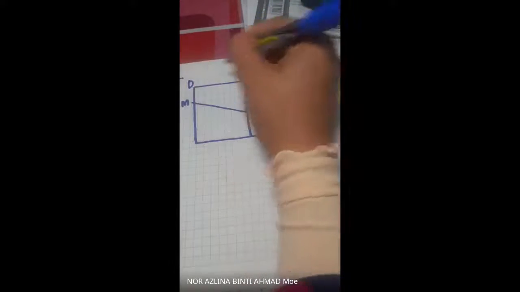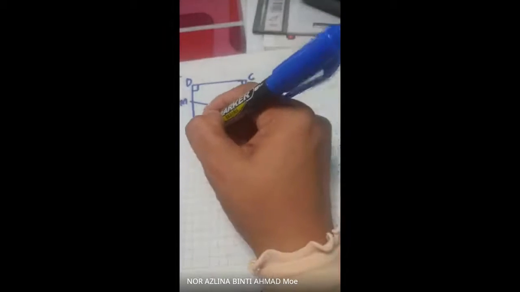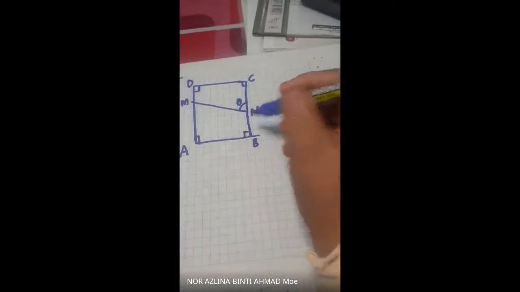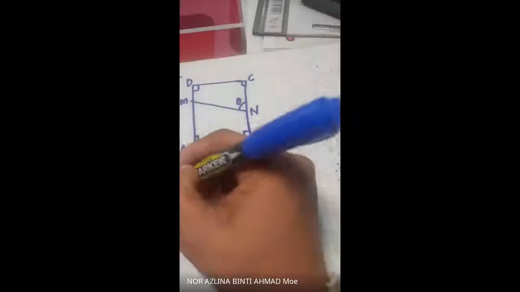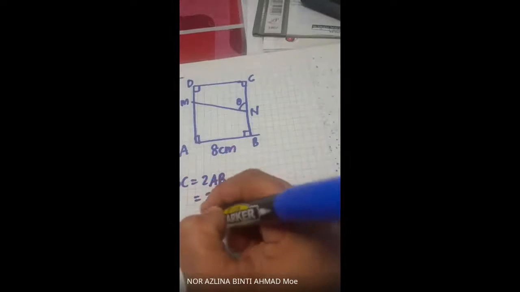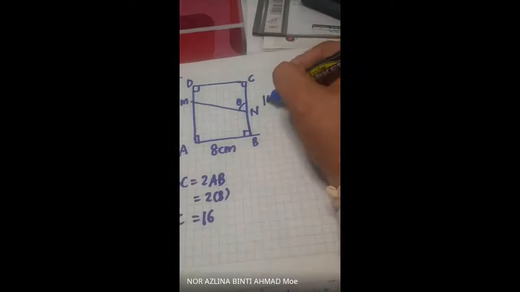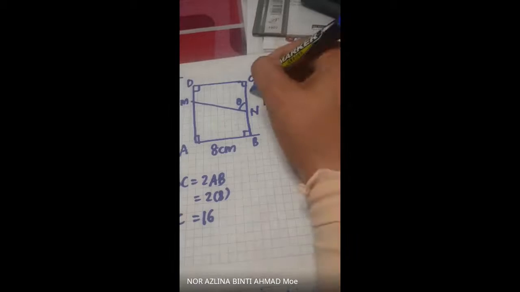MN, DC, this is theta, AB. The diagram on the right shows a rectangle ABCD. It is given that BC equals 2AB. So this is 2 multiply 8. This is 16. BC equal to 16 cm. And N is the midpoint of BC. Midpoint. So here 8 and here 8.